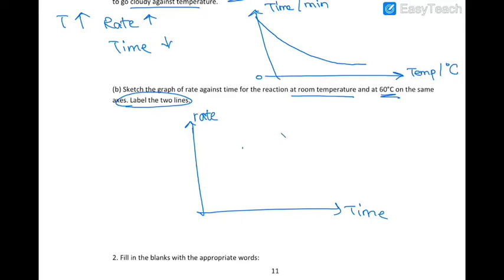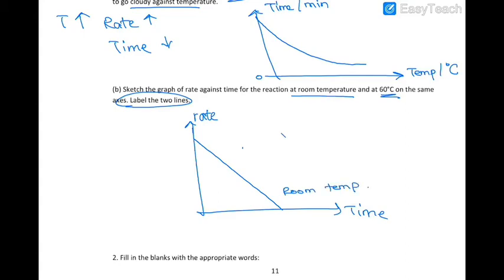At the same temperature, as the reaction occurs, the rate is going to decrease. If you still remember what we did last week, as the reaction proceeds, the speed is going to slow down until the reaction stops, until all the reagents are used up. When the reaction stops, rate is 0. So rate is going to decrease until it reaches 0. So here we have a decreasing rate. Now this is at room temperature.